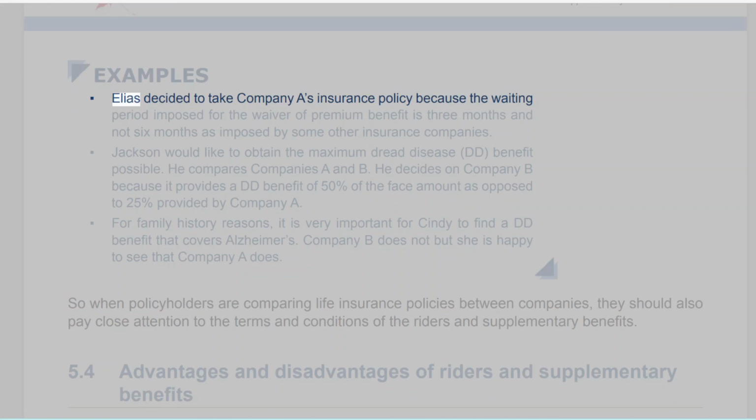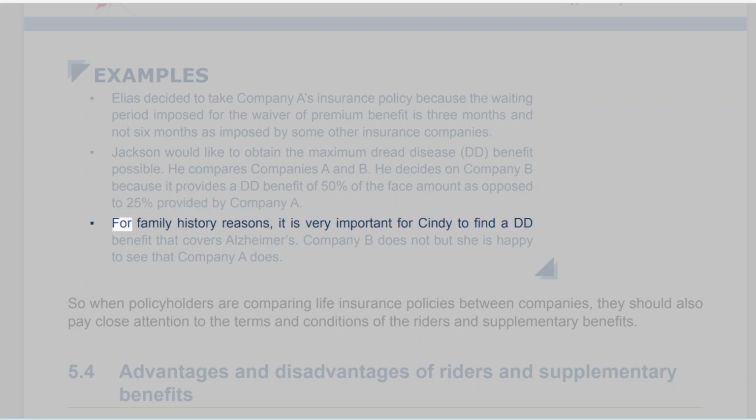Elias decided to take Company A's insurance policy because the waiting period imposed for the waiver of premium benefit is 3 months and not 6 months as imposed by some other insurance companies. Jackson would like to obtain the maximum dread disease (DD) benefit possible. He compares companies A and B. He decides on Company B because it provides a DD benefit of 50% of the face amount as opposed to 25% provided by Company A.